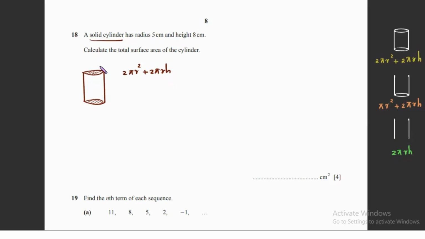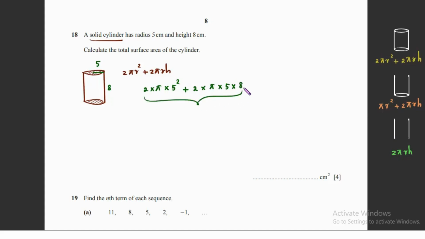In the question, the radius of the cylinder is given to us as 5 centimeters, and the height of the cylinder is given to us as 8 centimeters. So I'm going to mark the height here, I'll put the 8 here. I'm going to substitute this into the formula to calculate the total surface area. So it will be 2 times pi times 5 squared plus 2 times pi times 5 times h, which is 8. So I need to solve this.